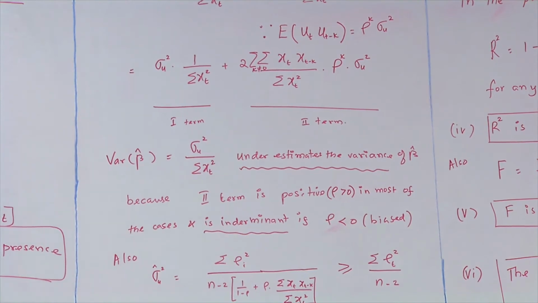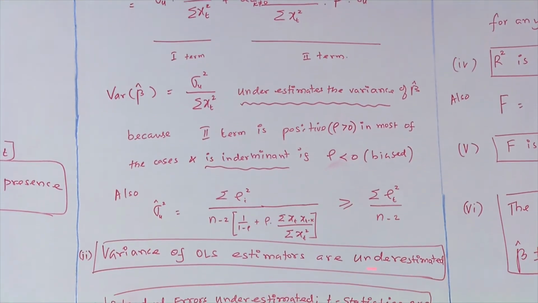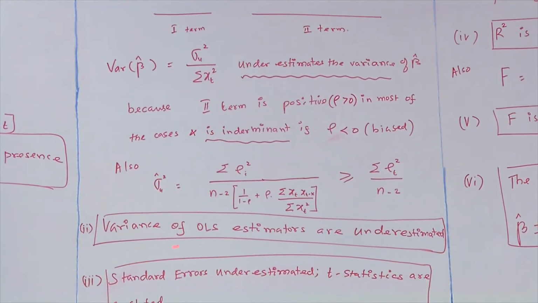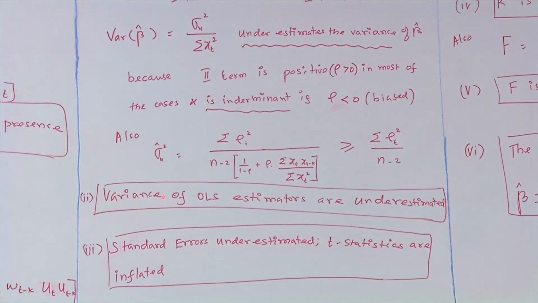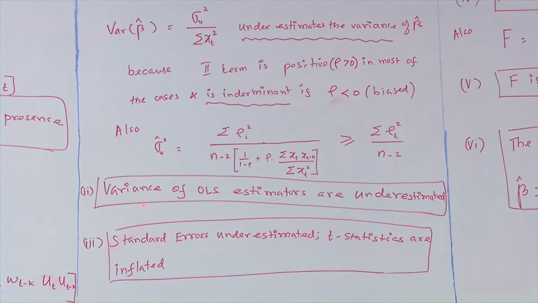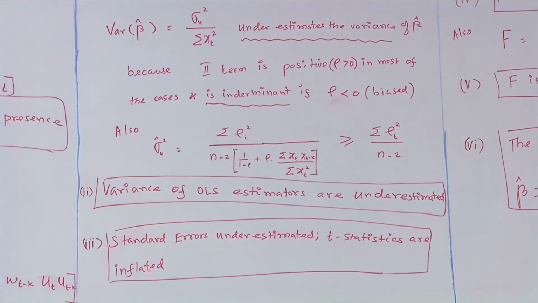So the variance of OLS estimators is underestimated in the presence of autocorrelation problem. So that is the second consequence of the presence of autocorrelation. In consequence to this, the standard errors are underestimated and t statistics are actually inflated or overestimated. So this also has a problem in the inference of the regression model.